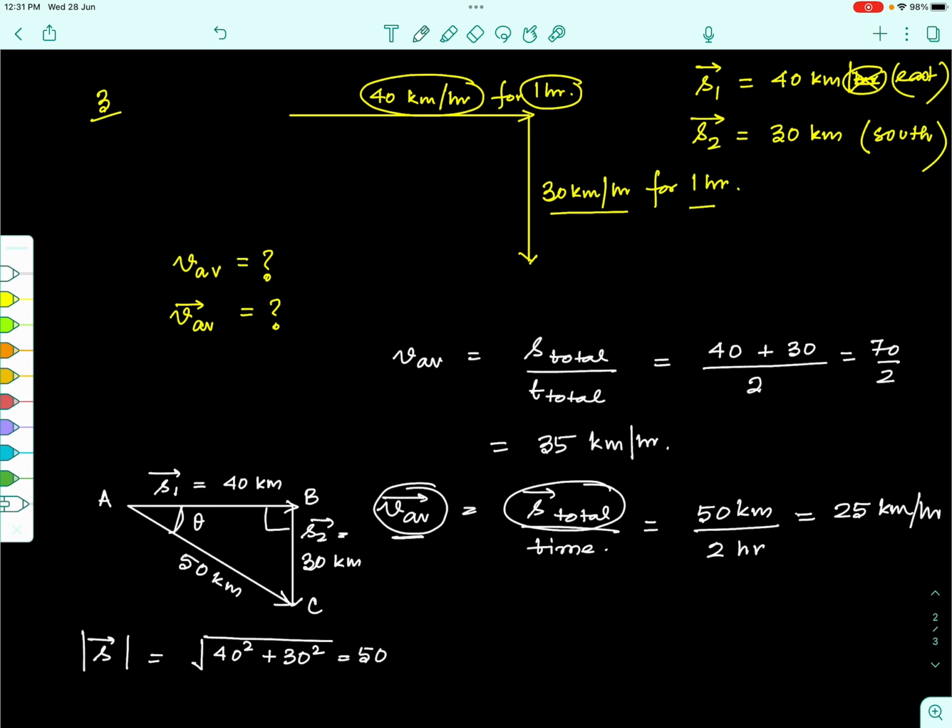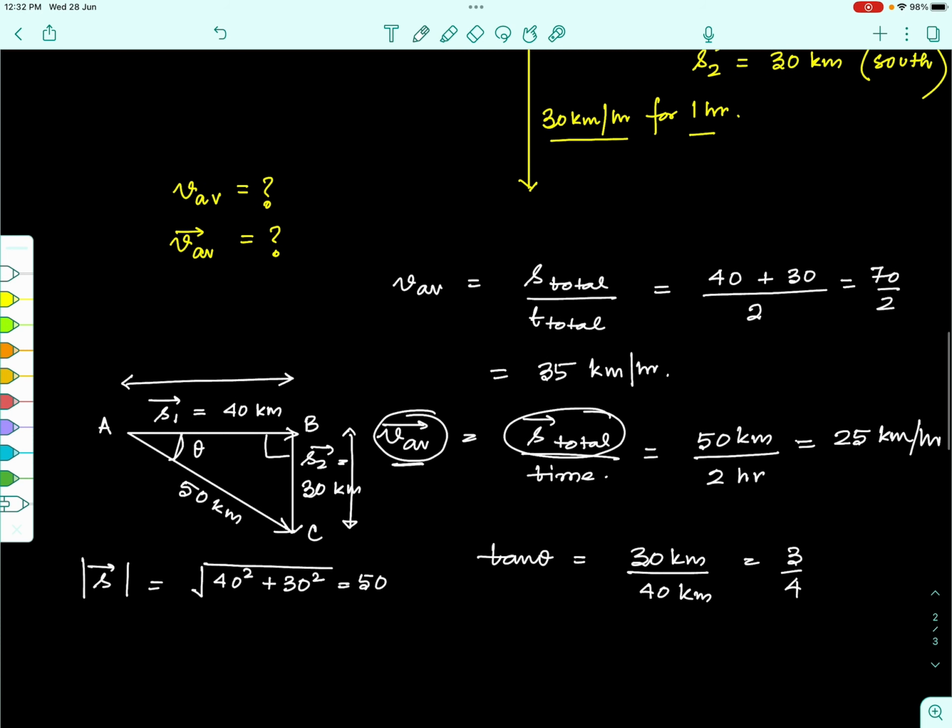How do we get that? From this figure itself we can observe that tan theta can be written as the opposite length, which is BC, which is 30 kilometers, by the base length, which in this case is 40 kilometers here. So, 30 by 40, which will be 3 by 4, and hence you can say that the angle theta, that the resultant direction of the displacement as well as the direction of average velocity makes with the eastward direction, can be written as tan inverse of 3 by 4. This is how you can express the direction of the average velocity. Next example.